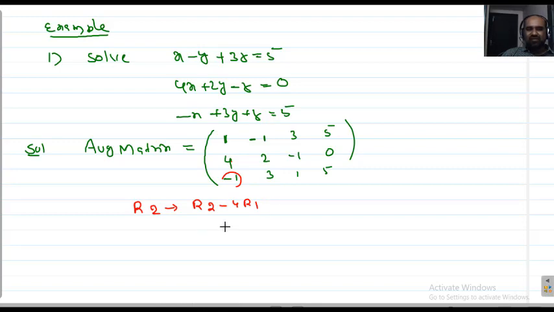Okay, I will just write now what happened. 1, minus 1, 3, 5. R2 changed: 4 minus 4, 0. Here 2 minus of that, minus plus 4, 6. So here minus something, you will get the new matrix.